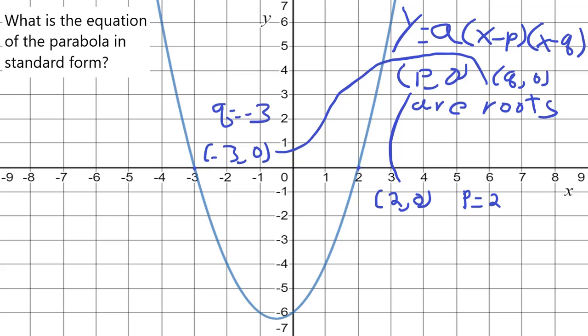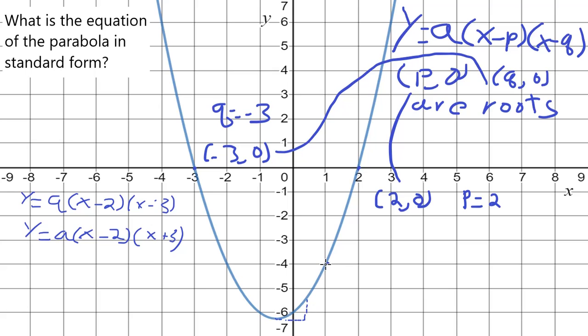Now let's plug that into my equation, and I'll get y is equal to a times x minus 2 times x minus negative 3. X minus negative 3 is plus, so this will be y equals a times x minus 2 times x plus 3. Now we just need to find a. You could look at this geometrically and see that when you go over 1, you go up 1, but it's kind of hard to tell that precisely since it doesn't go through the coordinate grids. So let's just pick another point.